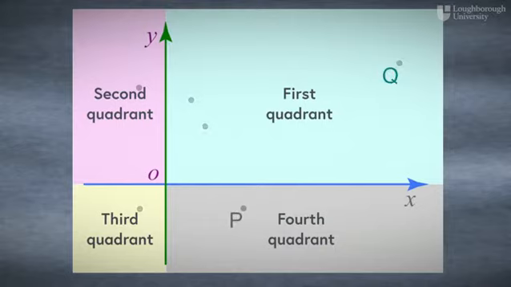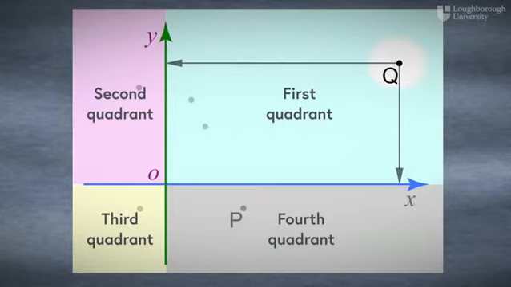What we can do though is measure the distance from a point, such as Q, to both the horizontal axis and to the vertical axis. These two measurements, along with knowledge of the specific quadrant that the point lies in, is sufficient to give us the precise location of the point.